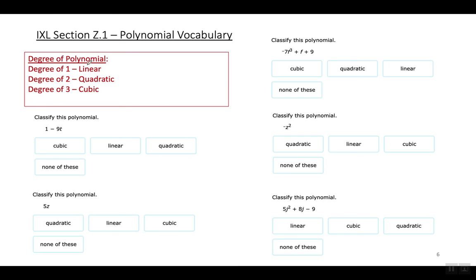Okay, here's another way that you could classify the polynomial. Again, I put the short explanation right here in red, okay? So you can look at the red box for just the quick explanation, okay?